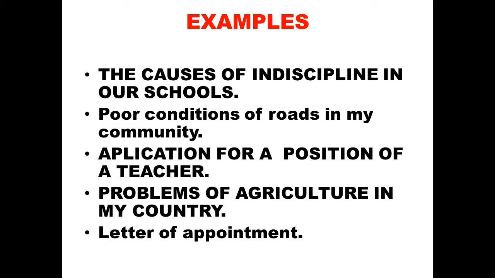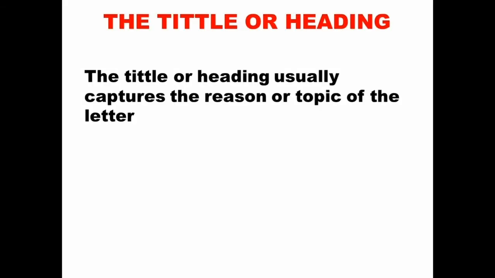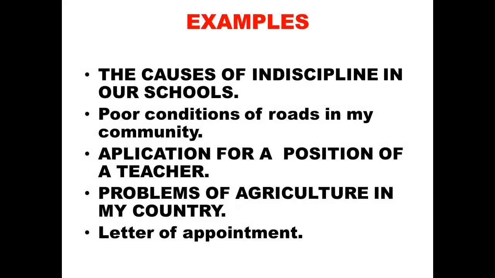For example 1, we have the causes of indiscipline in our schools. That can be a heading or it can be a title. So you realize that the purpose of the letter is to write about the causes of indiscipline in our schools. That's why earlier on it says the title or the heading usually captures the reason or the topic of the letter. Now, the second example says poor conditions of roads in my community.